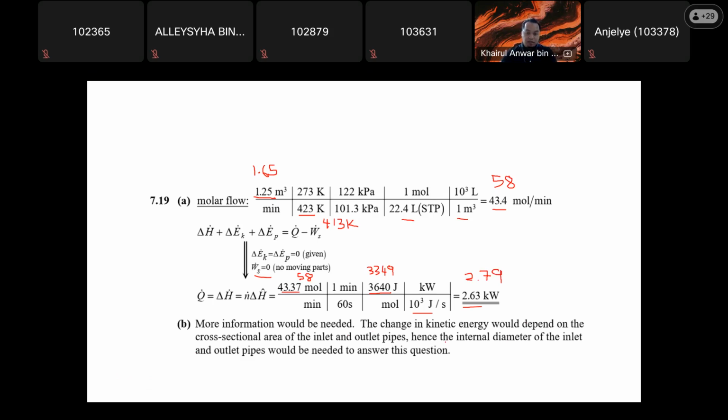More information would be needed. The change in kinetic energy would depend on the cross-sectional area of the inlet and outlet pipes. Hence, the internal diameter of the inlet and outlet pipe would be needed to answer this question.